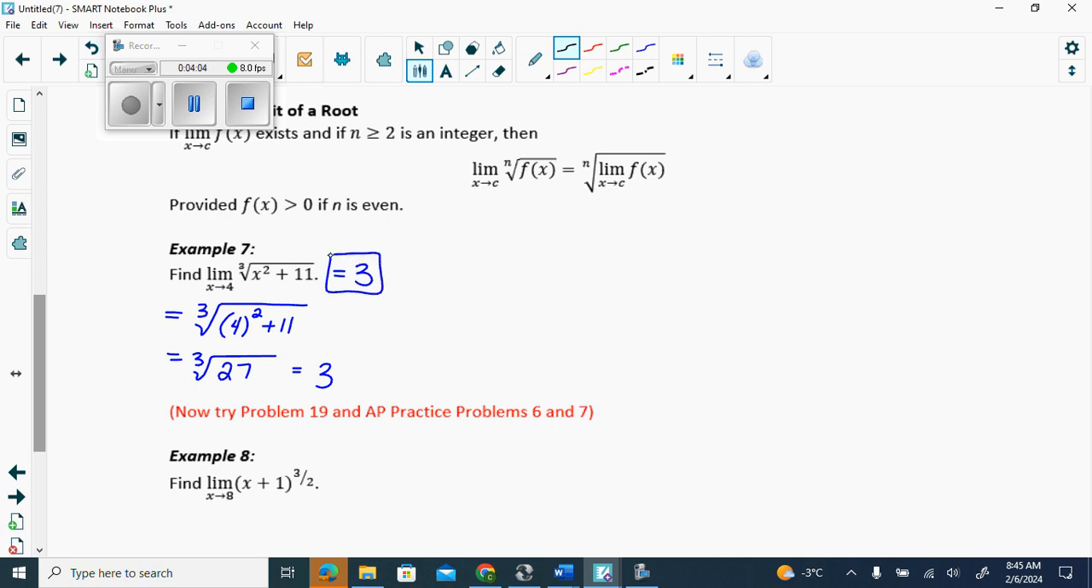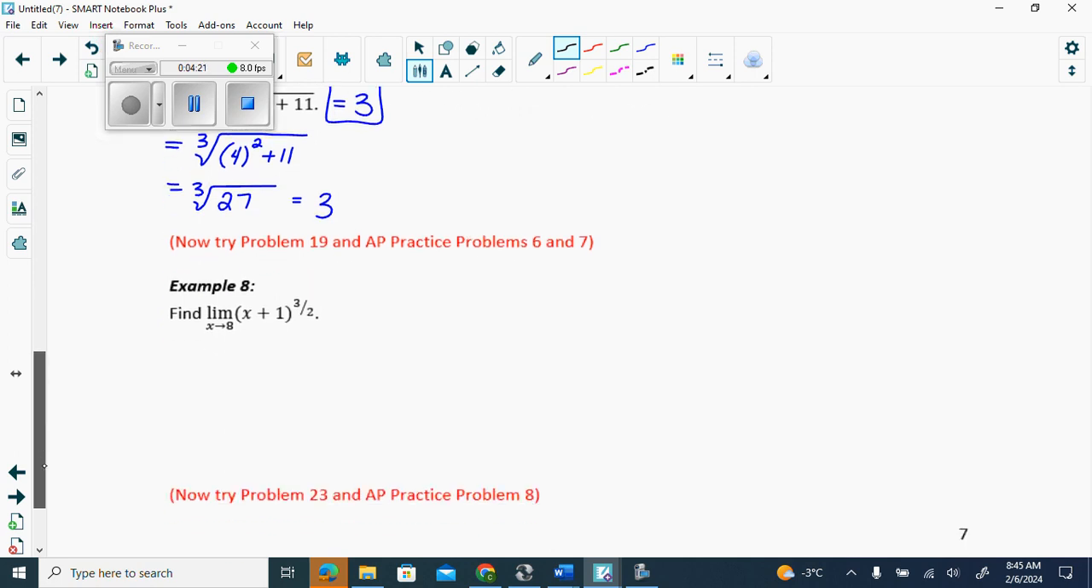And so what does that mean? That means on the function of cube root of x squared plus 11, as I approach 4 from the left and I approach 4 from the right, my y value is 3. Also, because I could do direct substitution, I know that f of 4 is 3. Right? Just filling it directly in.